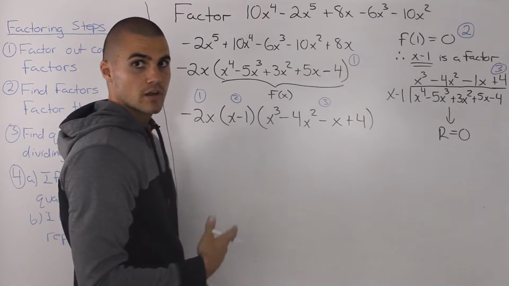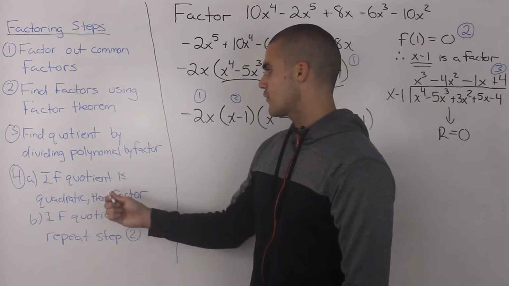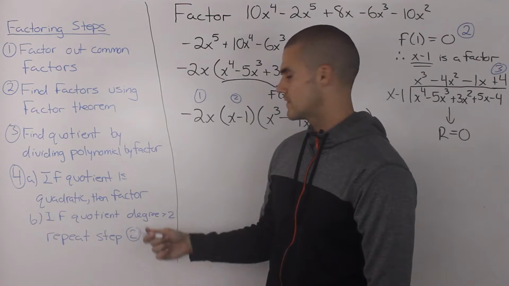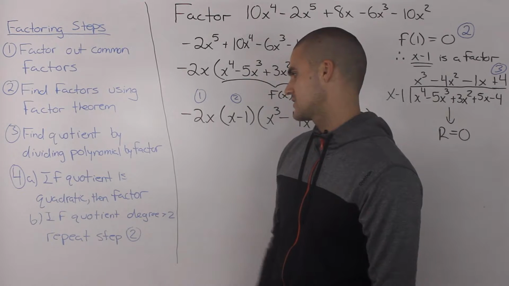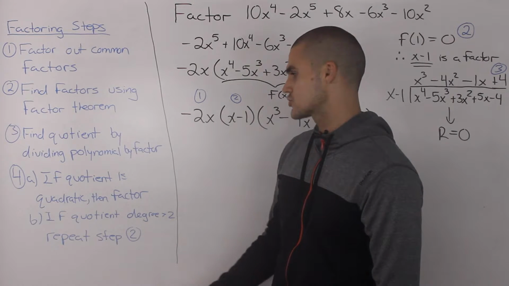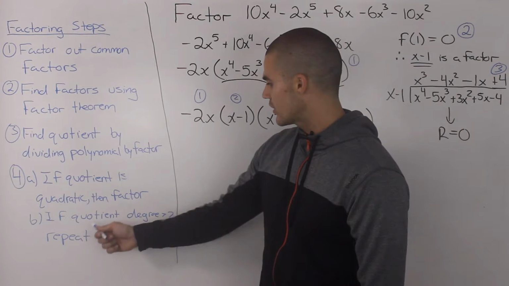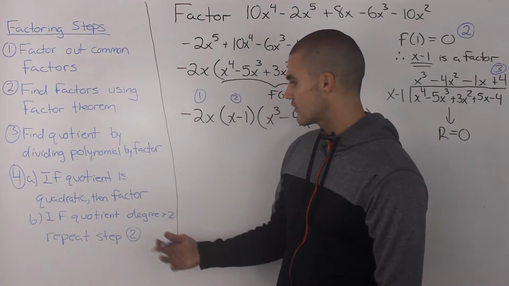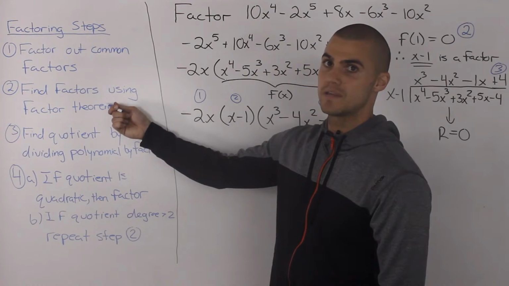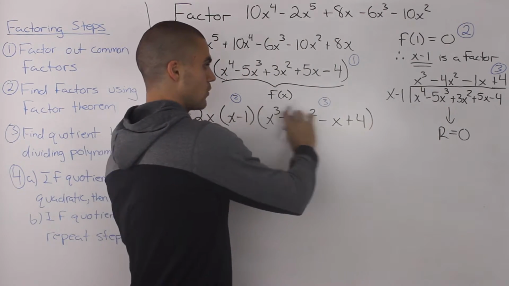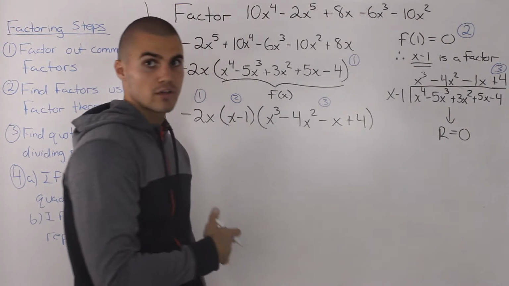So now we can move on to step 4. Step 4 says if the quotient that we got in step 3 is a quadratic, then we can just factor it using techniques that we already know of, so the quadratic formula, or we can use decomposition. However, if the quotient has a degree that's greater than 2, then we have to go back and repeat step 2. And notice how the quotient that we have remaining has a degree of 3.